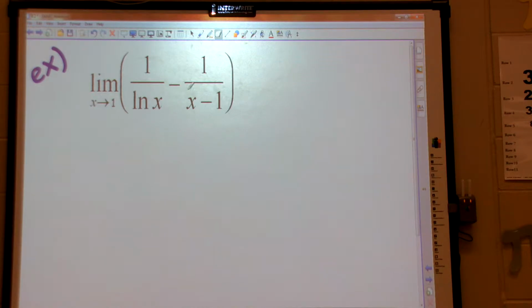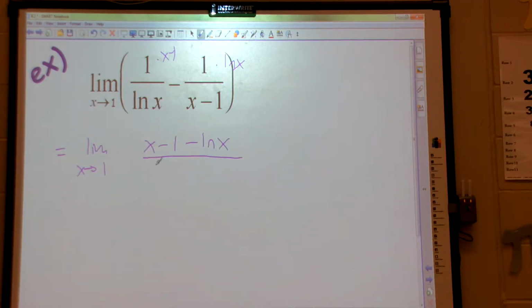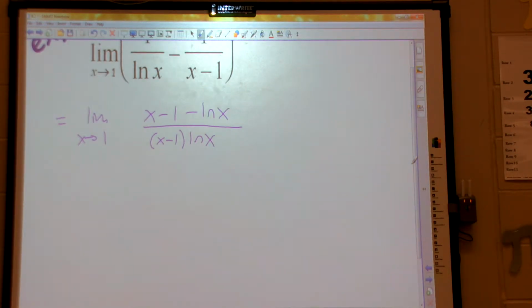Common denominator. Let's make it a fraction, right? So let's first clean this up before I even do any derivatives. So I get the limit, x goes to 1. This one needs an x minus 1. This one needs a natural log of x. So I have x minus 1 minus natural log of x all over, and I'm going to leave that factored. It may be cleaner, it may not be. We'll find out.